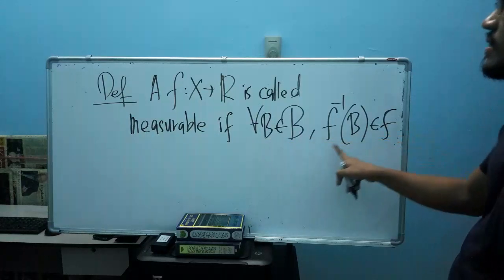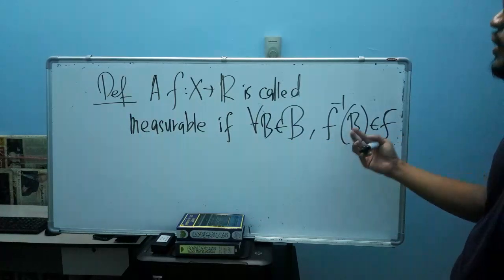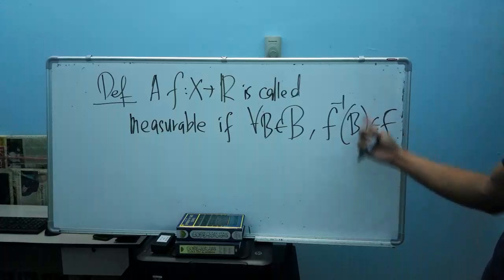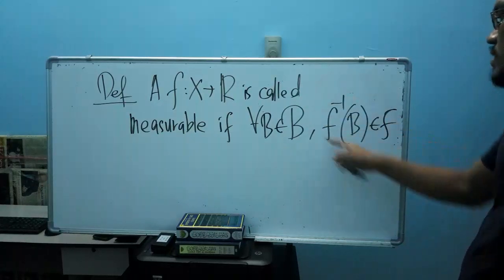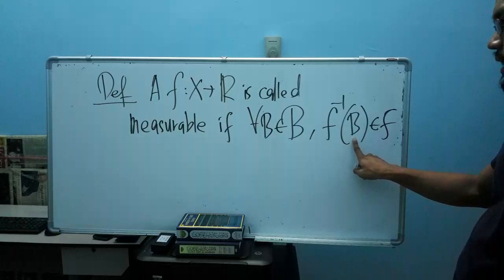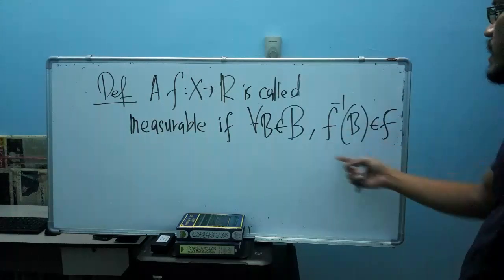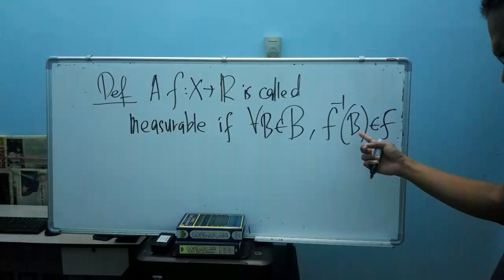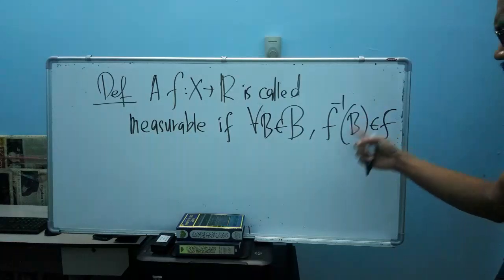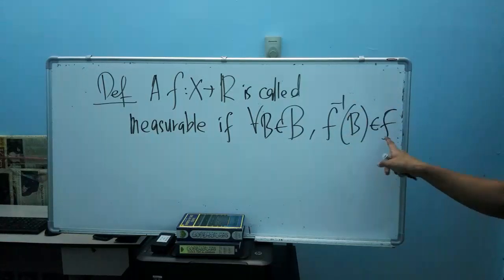Okay, so this is the first very important thing you need to understand, and then you need to know how to find the pre-image of all Borel sets. And then the second thing, you just check: is the pre-image of every Borel set inside your algebra or not?